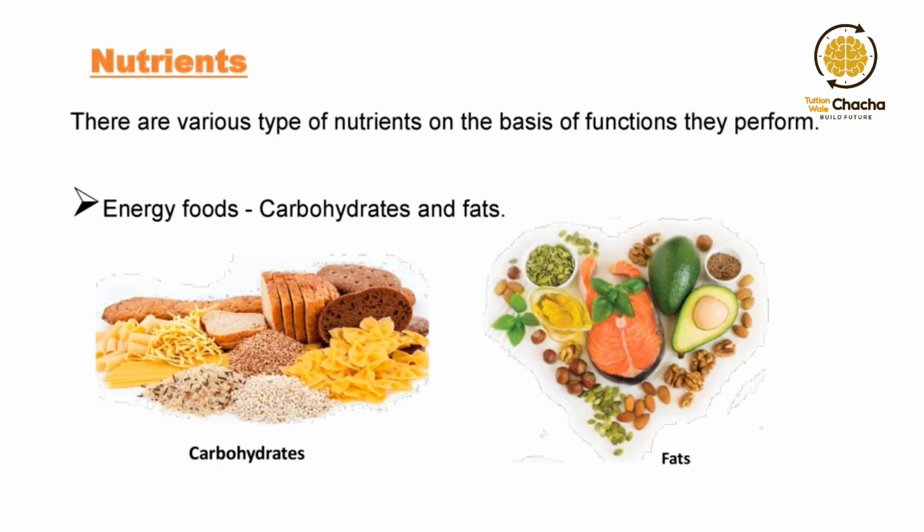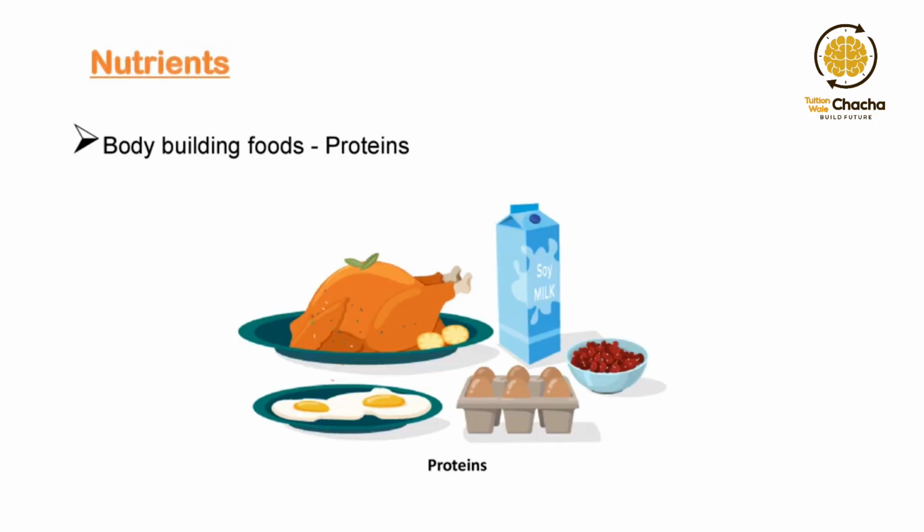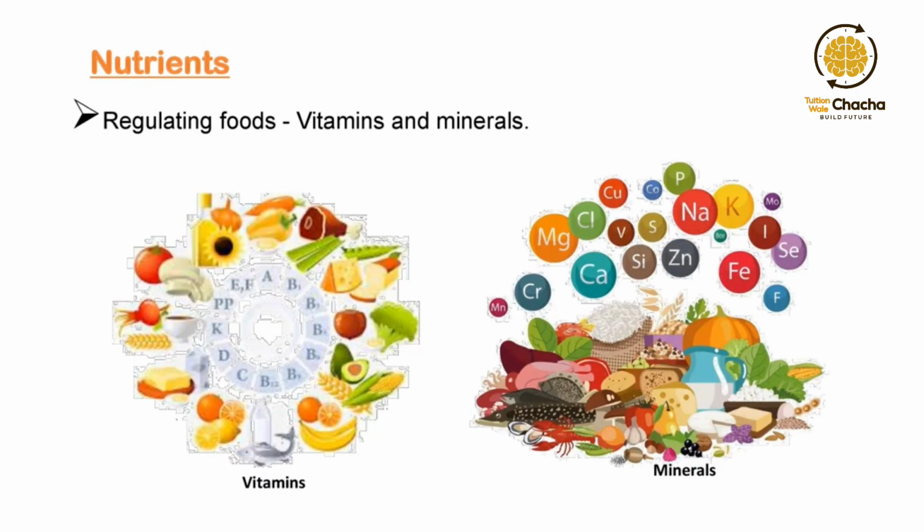There are various types of nutrients on the basis of functions they perform: energy foods, carbohydrates and fats. Bodybuilding foods, proteins. Regulating foods, vitamins and minerals.